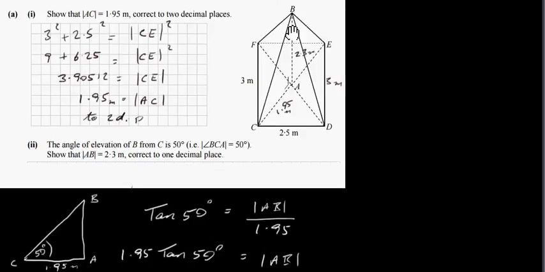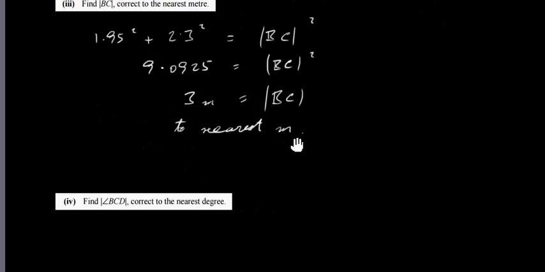BCD. Okay, so we want to look at this angle here, BCD. We know that this is 3, we know that this is 3 here, and we know that this is 2.5 here. We've got to work out this angle here. So BCD. If I was to draw that, I'll just draw it out down here. Okay, so we have a triangle that looks something like this.